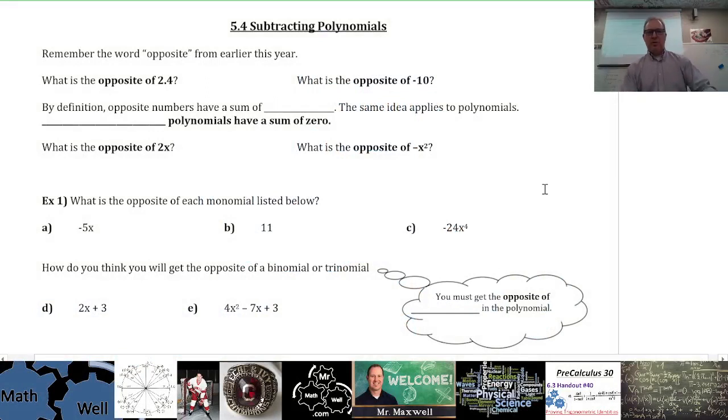Okay, so here we are, 5.4. We've talked about polynomials all chapter. We've talked about what a polynomial looks like, terms, and how we can group like terms and gather them together.